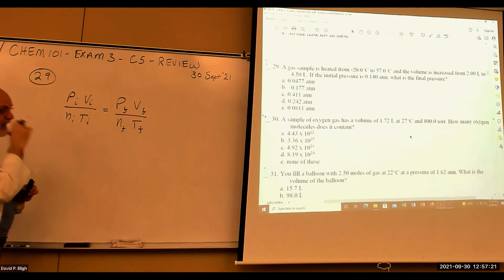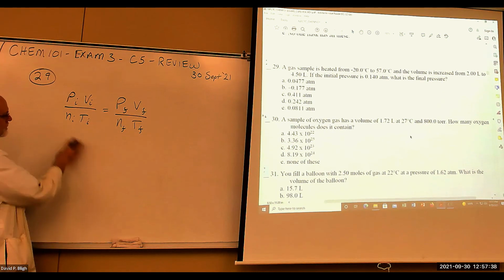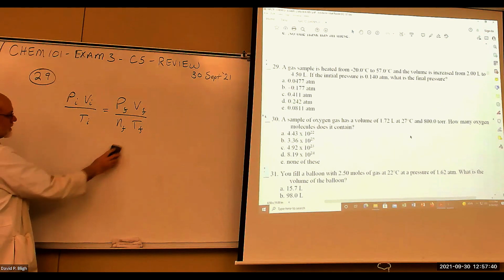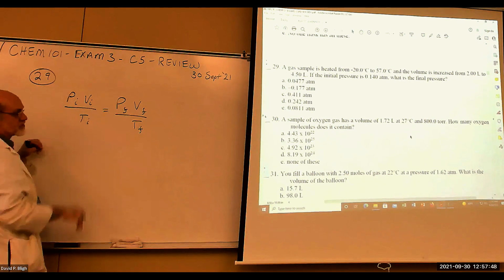Like that. Now we just have to say, are there any of these that we can eliminate? A gas sample is heated and the volume and pressure change. We have a trapped gas. The moles are not going to change. That means we can eliminate that variable because it's not a variable. It doesn't change. It's a constant. So now we have our relationship.